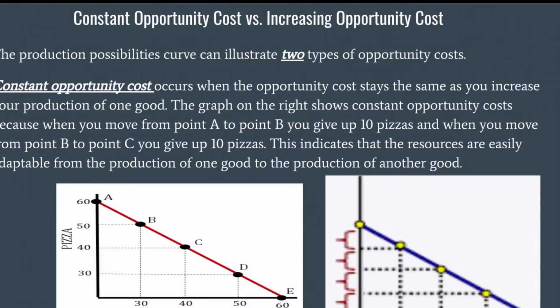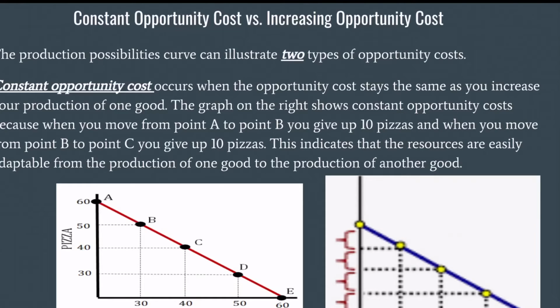The production possibilities curve can illustrate two types of opportunity cost. The first one is a constant opportunity cost. It occurs when opportunity cost stays the same as you increase your production of one good. The graph on the right shows constant opportunity cost because when you move from point A to point B, you give up 10 pizzas, and when you move from B to C, you give up 10 pizzas.